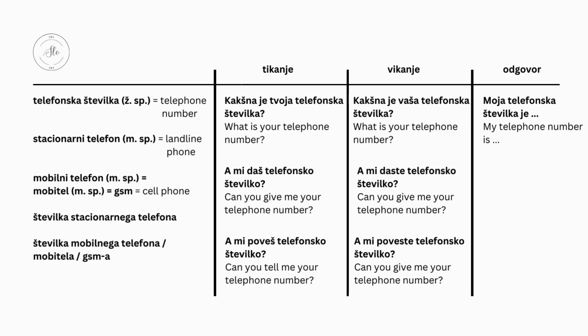If you use tikanje, you can ask, kakšna je tvoja telefonska številka? Or, a mi daš telefonsko številko? Or, a mi poveš telefonsko številko? Of course, it is always nice if you can add the word prosim, which means please. So, for example, a mi prosim poveš telefonsko številko? Or, a mi daš telefonsko številko, prosim?